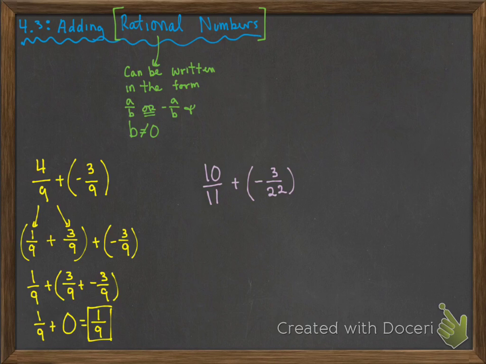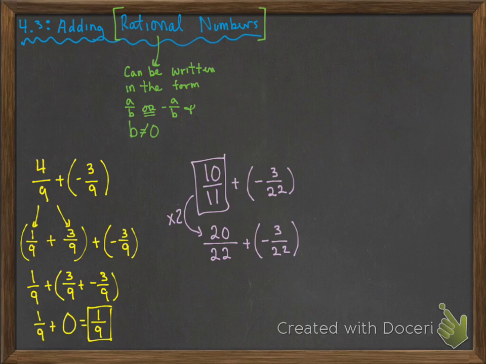10 elevenths plus -3 twenty-seconds. Different denominators here, so we have to do a little side step. We have to get the same denominator. Which one has the smaller one? Well, 10 over 11 has a smaller denominator. So I'm going to multiply it by 2 over 2 to give me 20 over 22. And then I'm going to keep the plus -3 over 22.